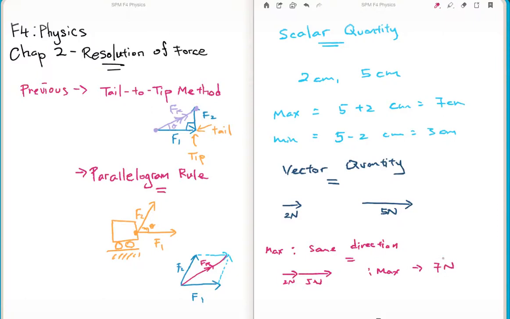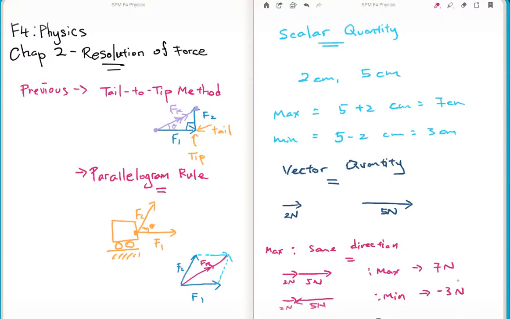For minimum, well, you might say minimum would be the smallest possible. Maybe 2 Newton minus 5 Newton, right? So one's to the right, 2 Newton, and then 5 Newton to the left. Now therefore you get a minimum. This is what you have, negative 3 Newton.